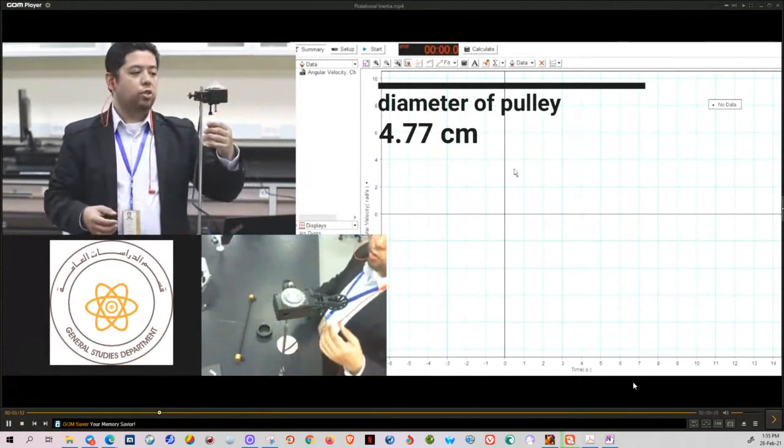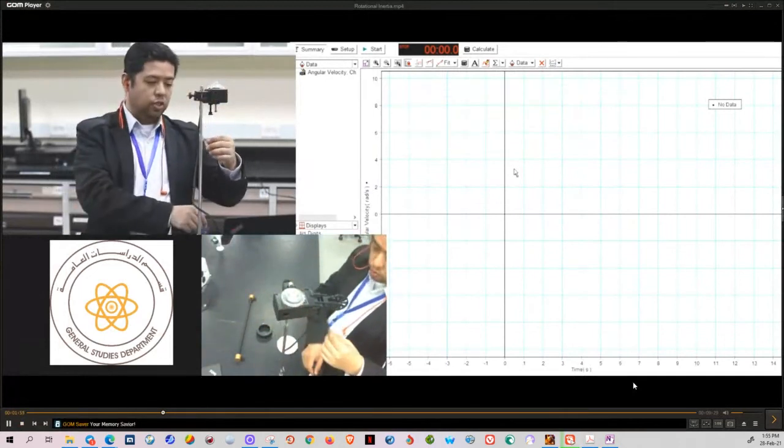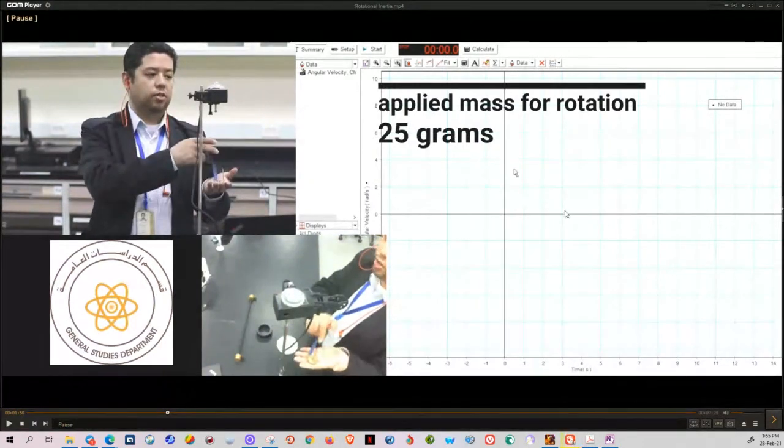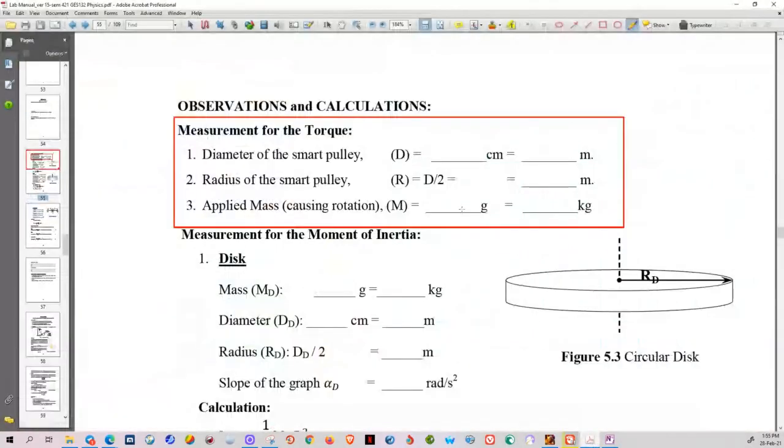Okay? By which we apply a force which is equivalent to 25 grams. Okay, that's the applied mass, 25 grams. Where are you going to write it? Applied mass causing rotation, 25 grams. Of course, you have to change from gram to kilogram. Diameter has to change to meter, and then later on, from diameter, change it to radius. Is that clear, Shabab? I'll not put everything here, so you have some work to do.